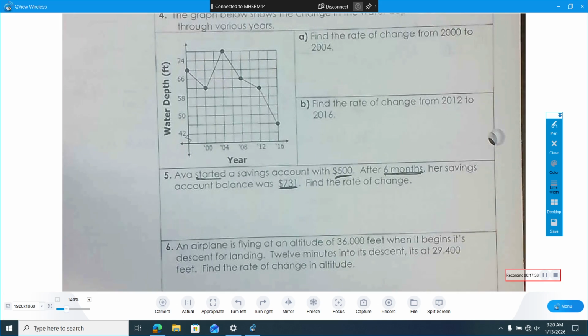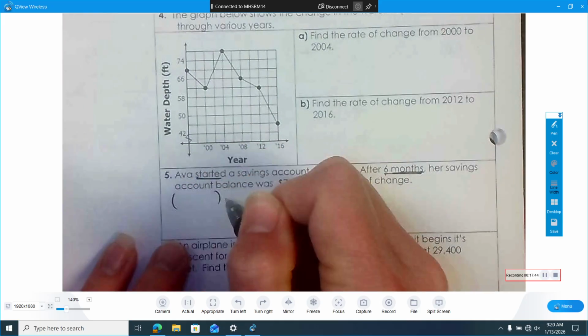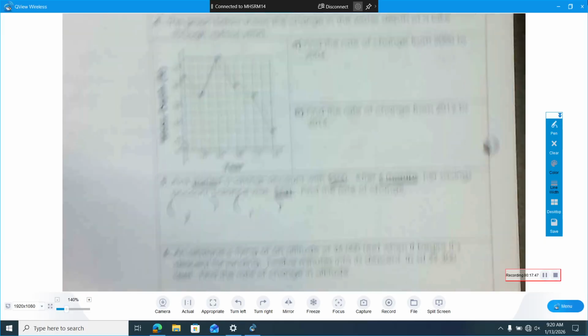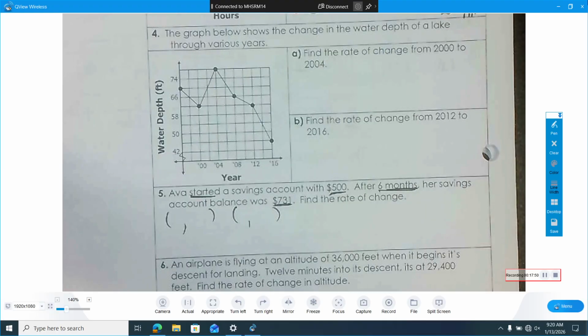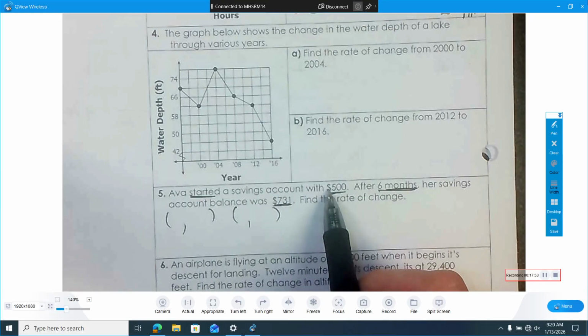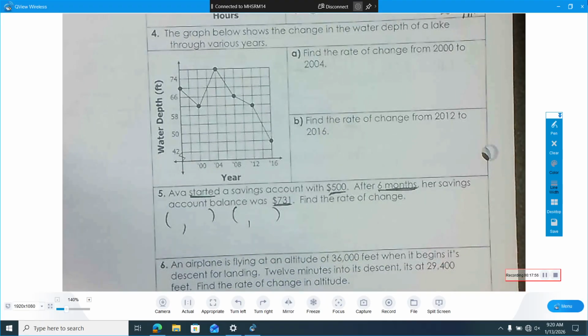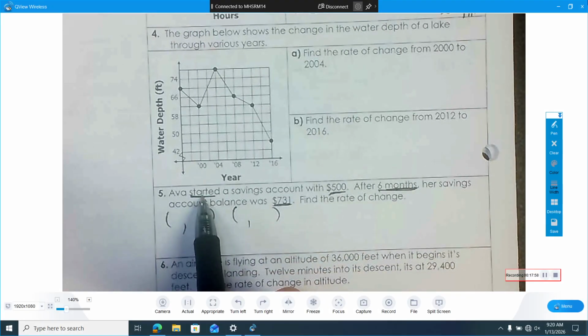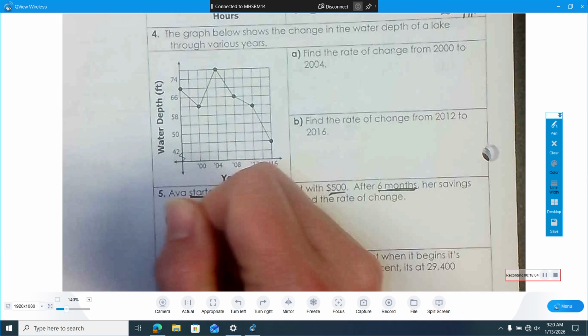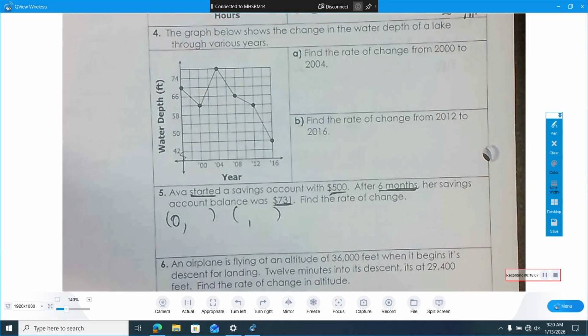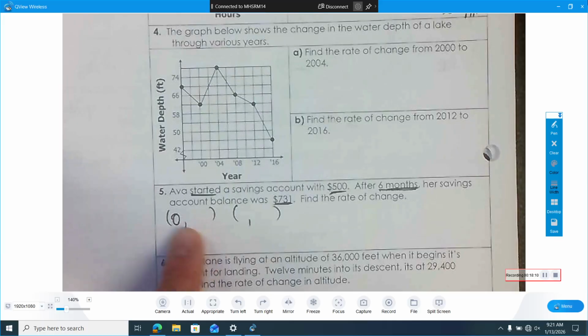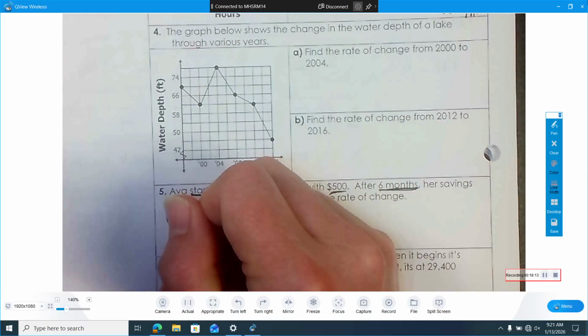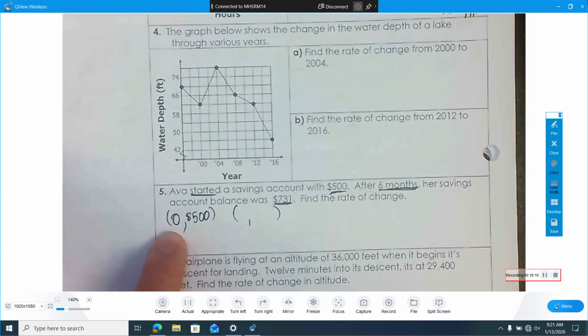And again, when we have rate of change, it's just talking about slope. We need some ordered pairs. So I'm going to have 2 ordered pairs again. And what are those ordered pairs going to be? We have dollars and we have months, yeah? So what happens when you start something? How many months have passed? 0 months. So when you start something, it usually means you're starting at 0. And then what was her balance when she just started her account? $500. So our independent variable, our x variable, is time, and then we have money.